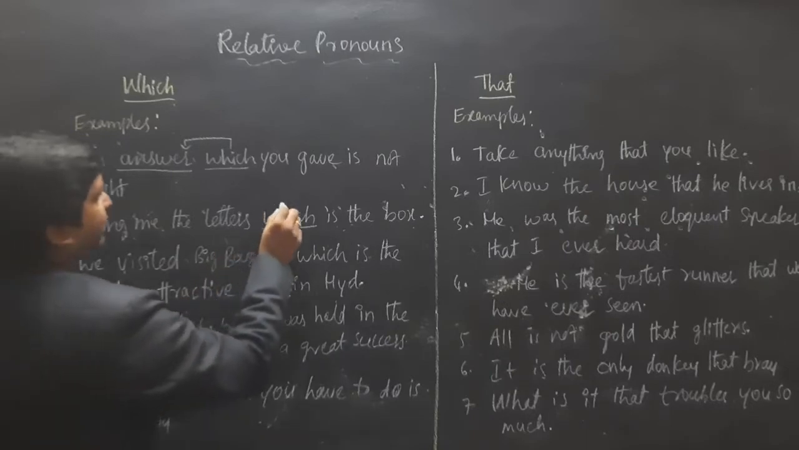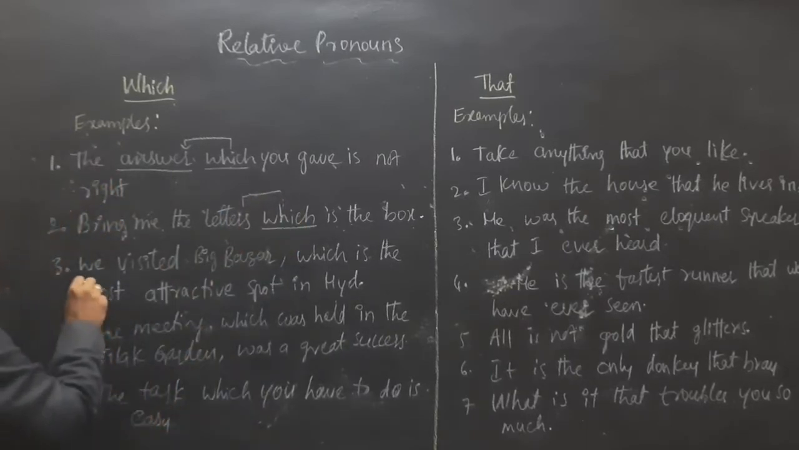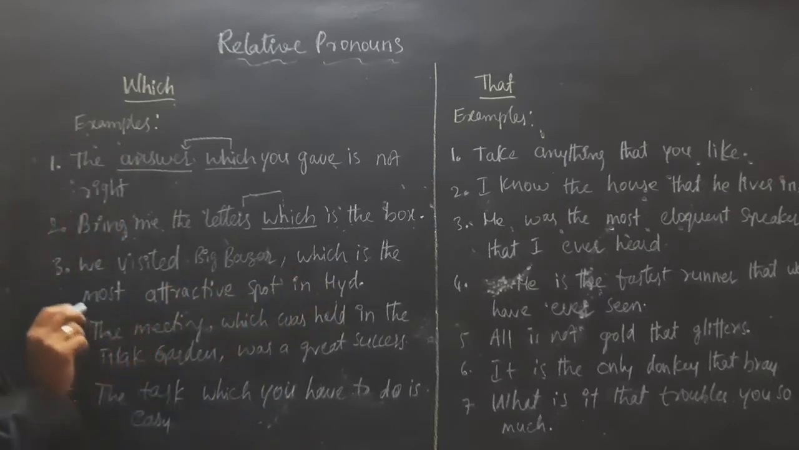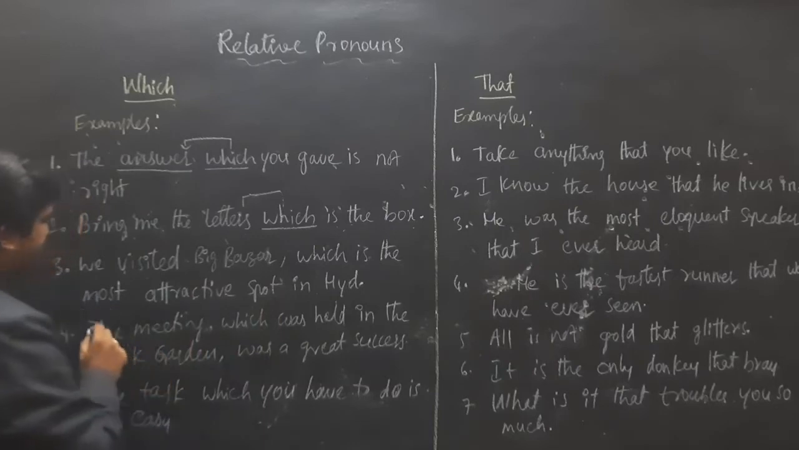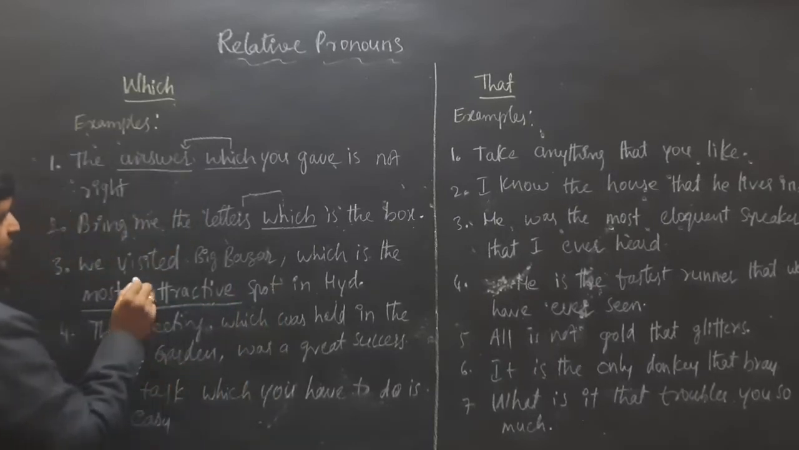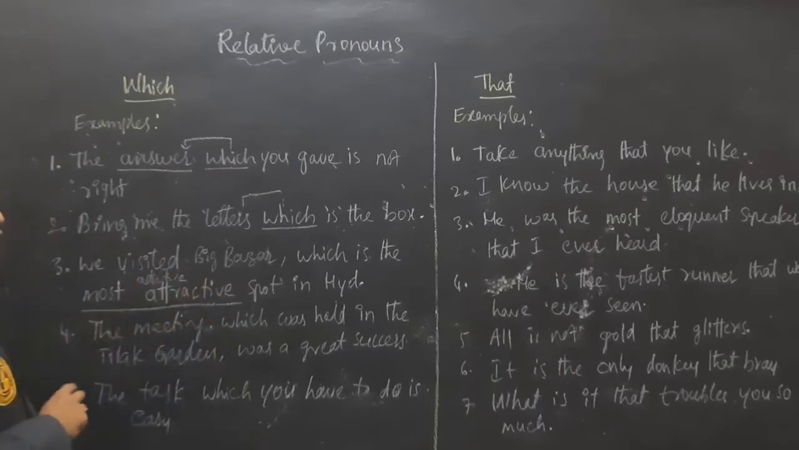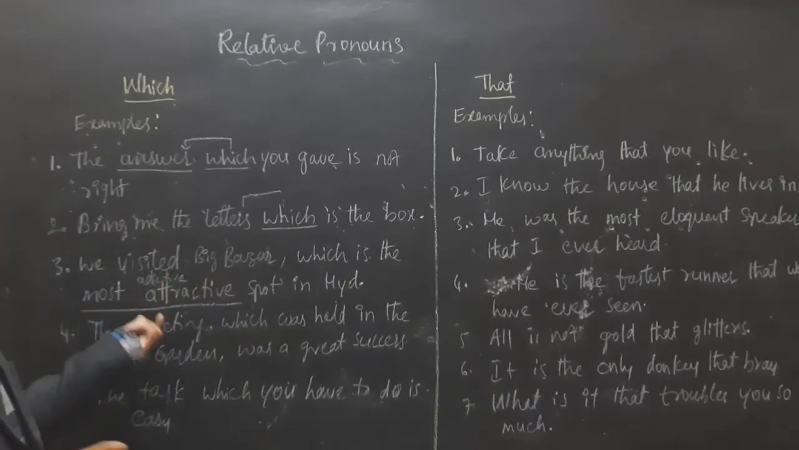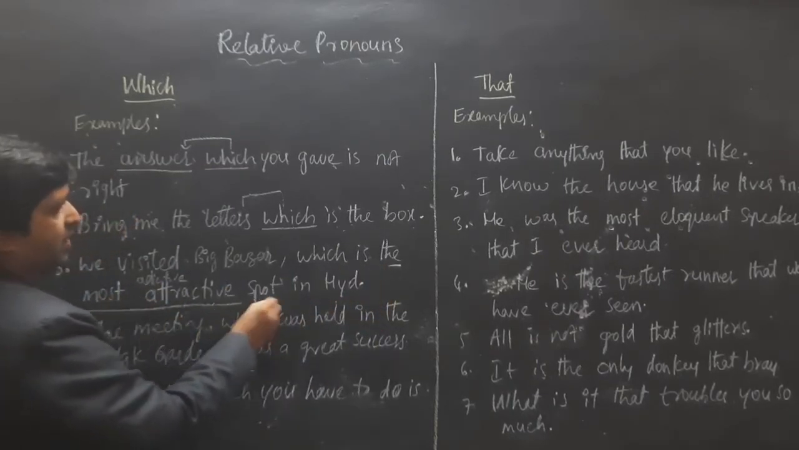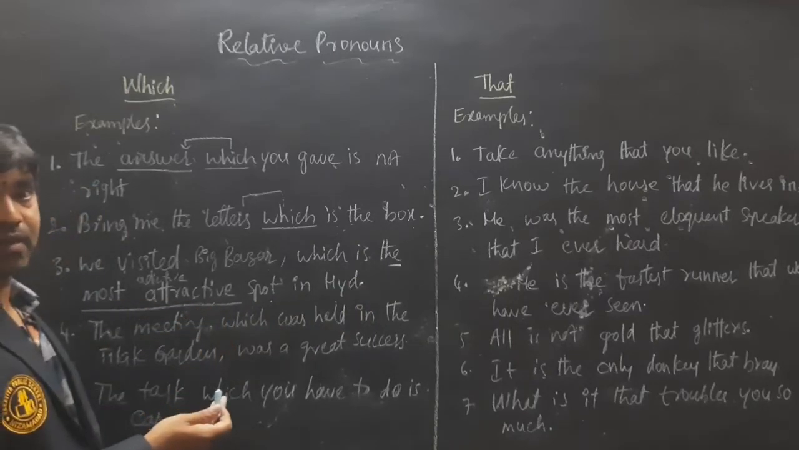Here we are using "which" to refer to places. We visited Big Bazaar, which is the most attractive spot. Here we use "which" with the most attractive part, with an adjective in the superlative degree. So we use "the most attractive spot".